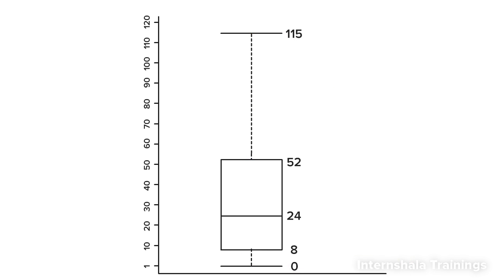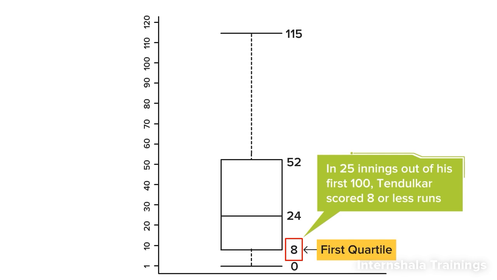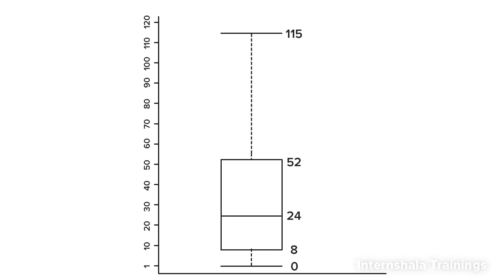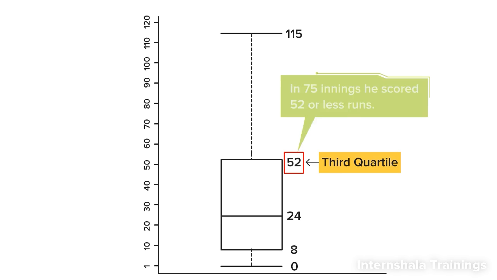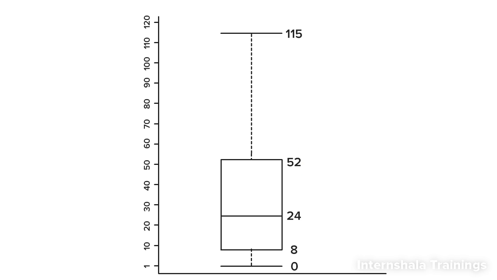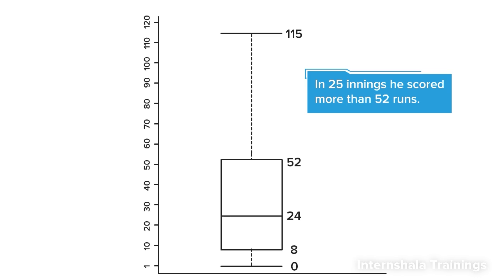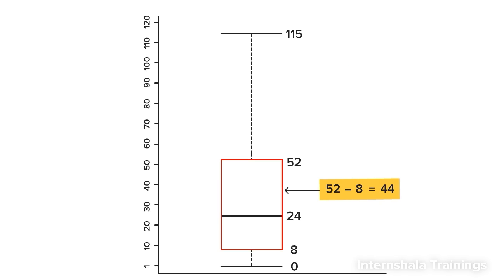Now, if we arrange all the 100 scores in ascending order, then the first quartile or the 25th record will be 8, which means that in 25 innings out of his first 100, Tendulkar scored 8 or less runs. The 75th or the third quartile will be at 52 runs, which means that in 75 innings, he scored 52 or less runs. Another way to read this could be that in 25 innings, he scored more than 52 runs. The length of the rectangular block will be of 44 runs, which is the difference between third and first quartile.